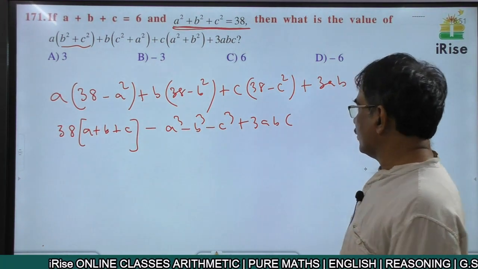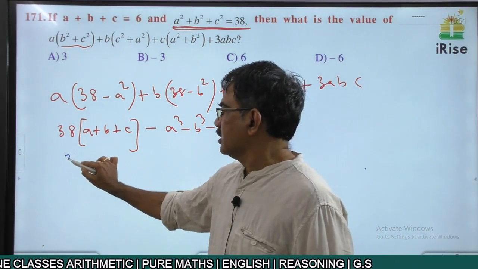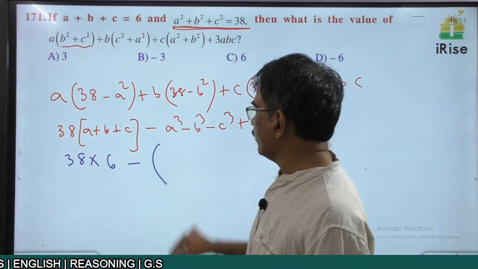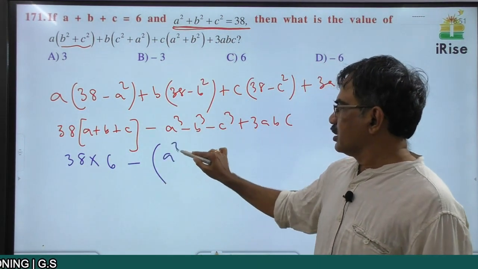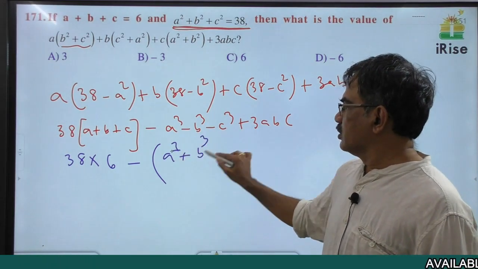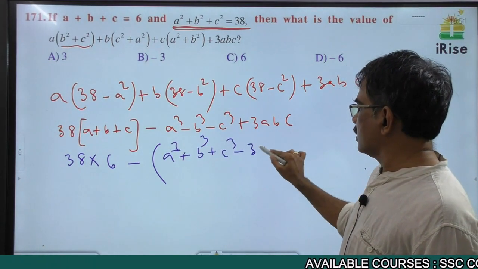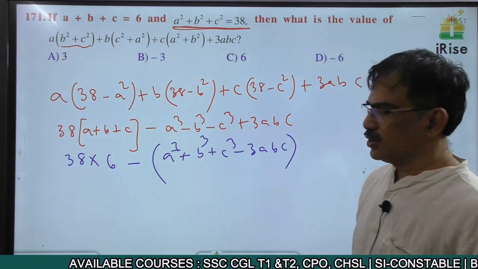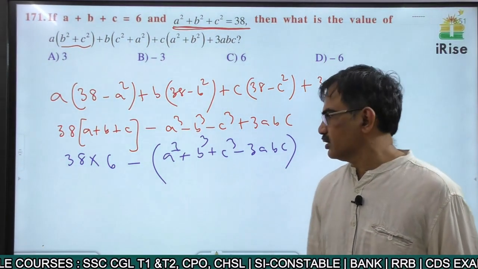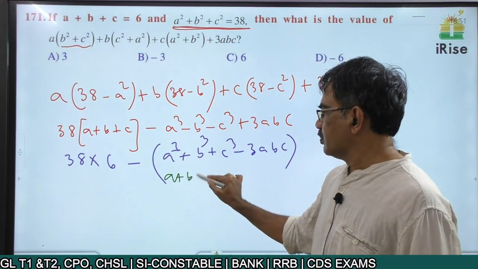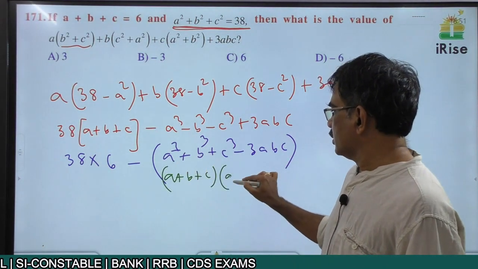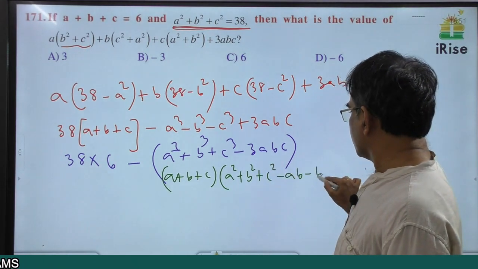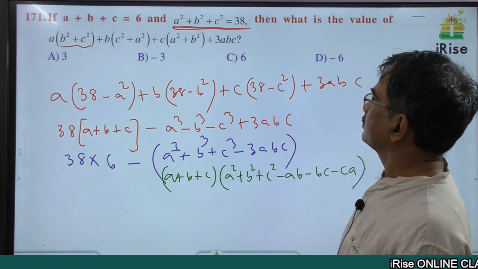So what is the formula for a cube? This can be written as 38 into a plus b plus c, 6, minus of a cube plus b cube plus c cube minus 3abc. What is a cube plus b cube plus c cube minus 3abc? The formula is a plus b plus c into a square plus b square plus c square minus ab minus bc minus ca.